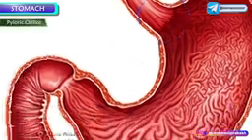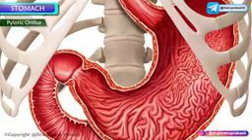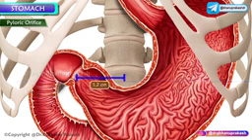And next one is the pyloric orifice. So it is the inferior opening, also called the outlet of the stomach, which mainly opens into the duodenum, and it lies at the level of L1 vertebra, or we can say the transpyloric plane, and it is approximately 1.2 centimeters to the right of the median plane.